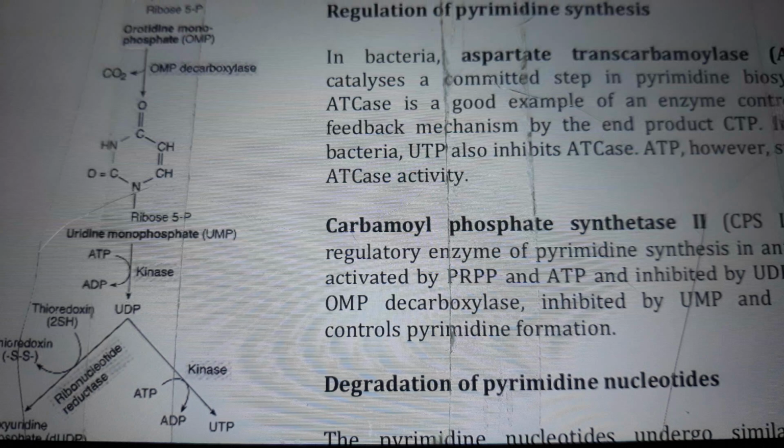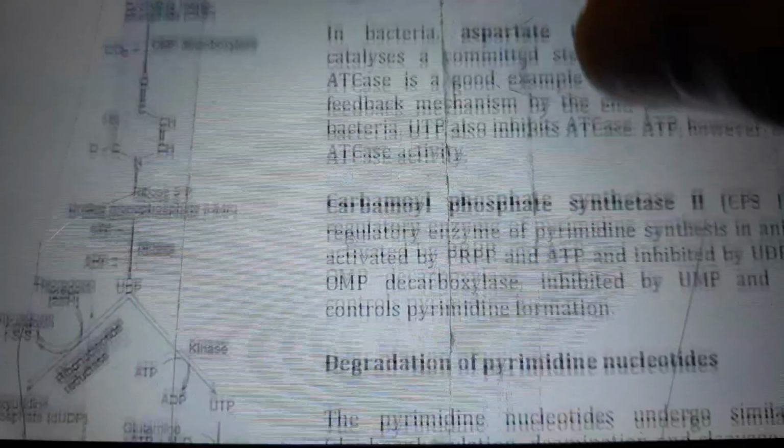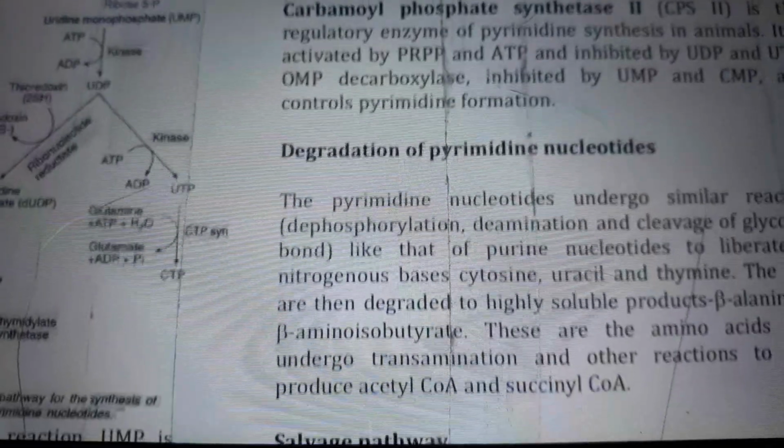Regulation of pyrimidine synthesis. In bacteria, aspartate transcarbamylase, ATCase, catalyzes a committed step in pyrimidine biosynthesis. ATCase is a good example of an enzyme controlled by a feedback mechanism by the end product CTP in certain bacteria. UTP also inhibits ATCase. ATP, however, stimulates ATCase activity.